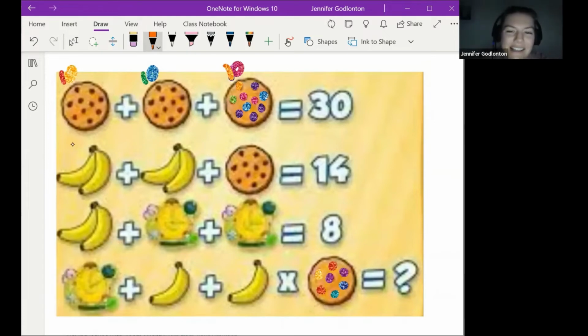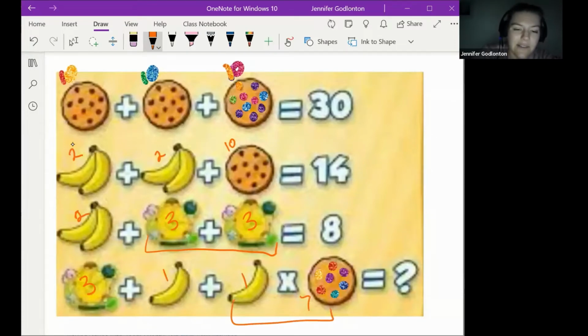Okay, so then let's have a look at the rest. And we know that this is 10, okay? And we need to get to 14, which means that this must be 2 and 2. So that must be 2, which means 1 banana must be 1. If that's 2, that means these 2 must be 6. So that must be 3 and 3. So we've got 3 plus 1 times 7. So 1 times 7 is 7. 7 plus 1 is 8. 8 plus 3 is 11.